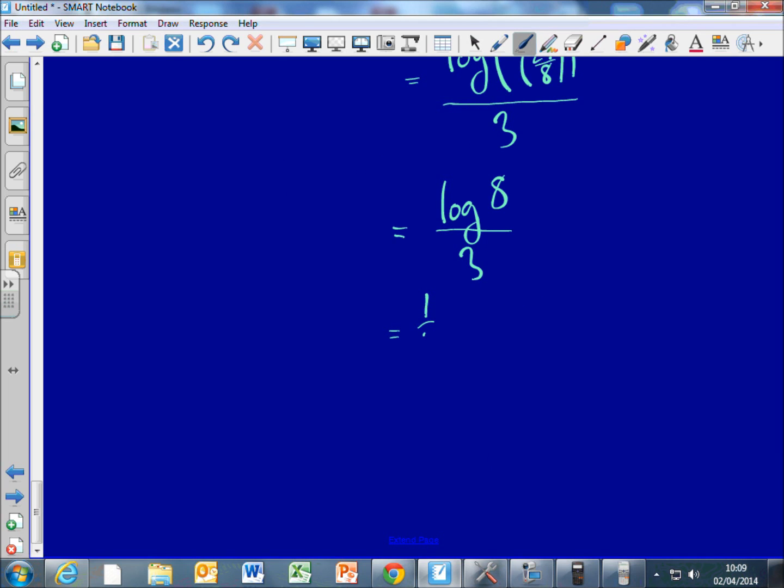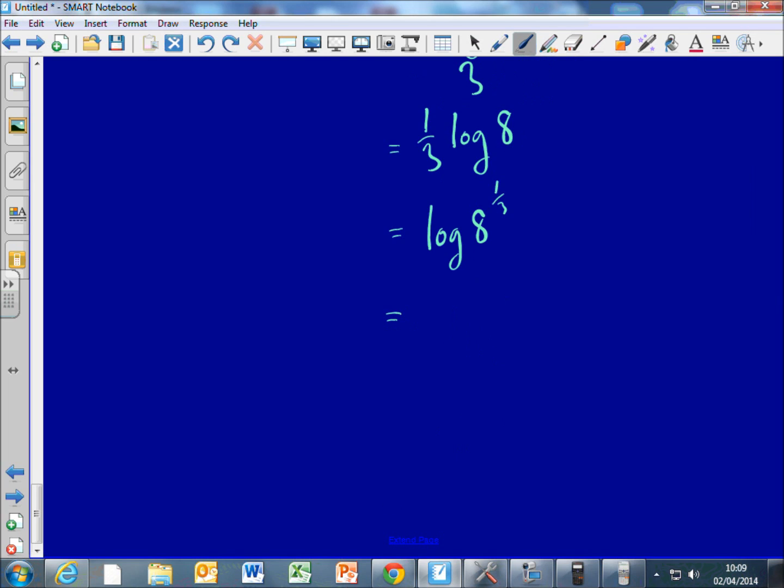But I could also write that as a third log 8, and which means I can also write that as log 8 to the power of a third. And what's the power of a third mean? The cube root. So this is the cube root of 8, which we already know is 2, and that's what we were trying to show. Okay.